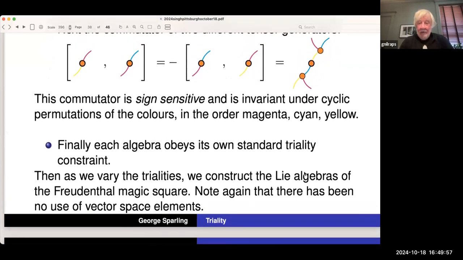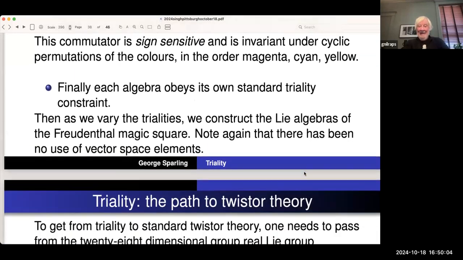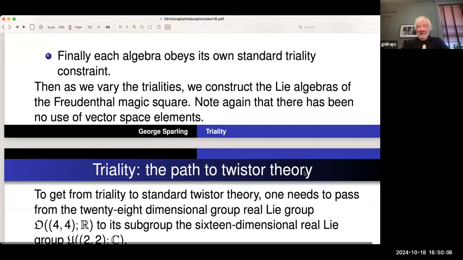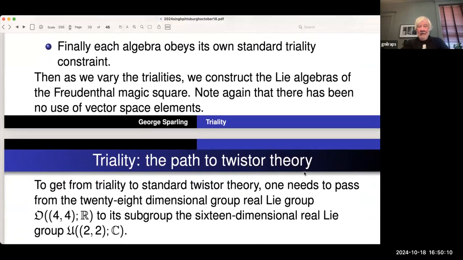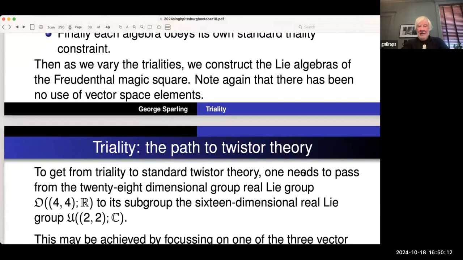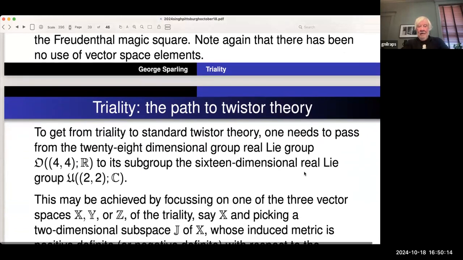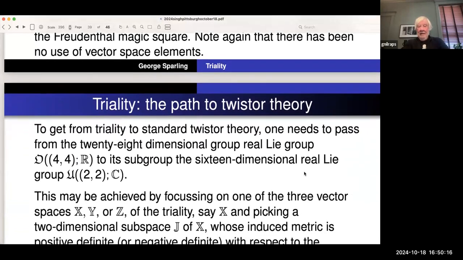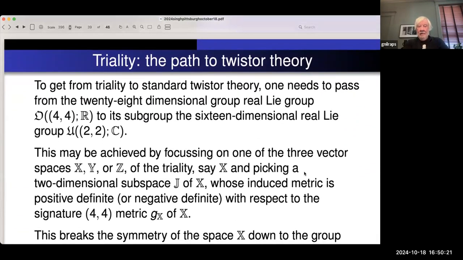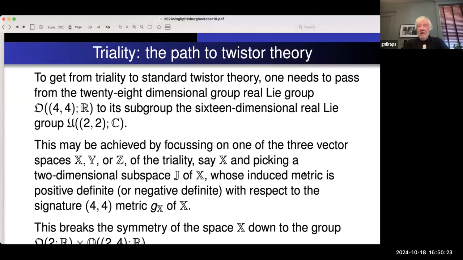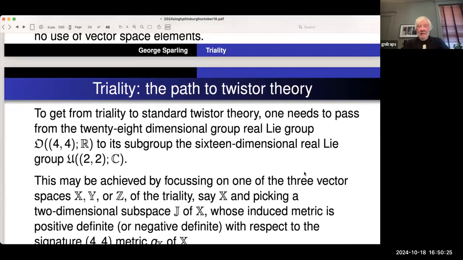That's about it. Now, the question is, okay, so the claim is that there's some connection between triality and reality. So we want a path to twistor theory. Well, that's really quite straightforward. You want to start at O(4,4) and end up in U(2,2). Okay, well, that's easy.